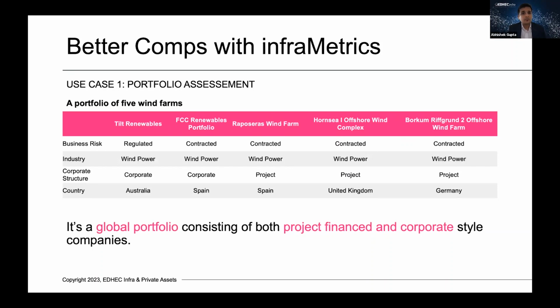Now, addressing the use case 1 for portfolio assessment. These are all real transaction data that I've collected to demonstrate the point. These are 5 wind farms across the world. They are of different corporate structure, different business risk. So it's really a diverse set of wind farms that we are looking at here, just purely in terms of the characteristics, the TICS characteristics, the geography, and so on.